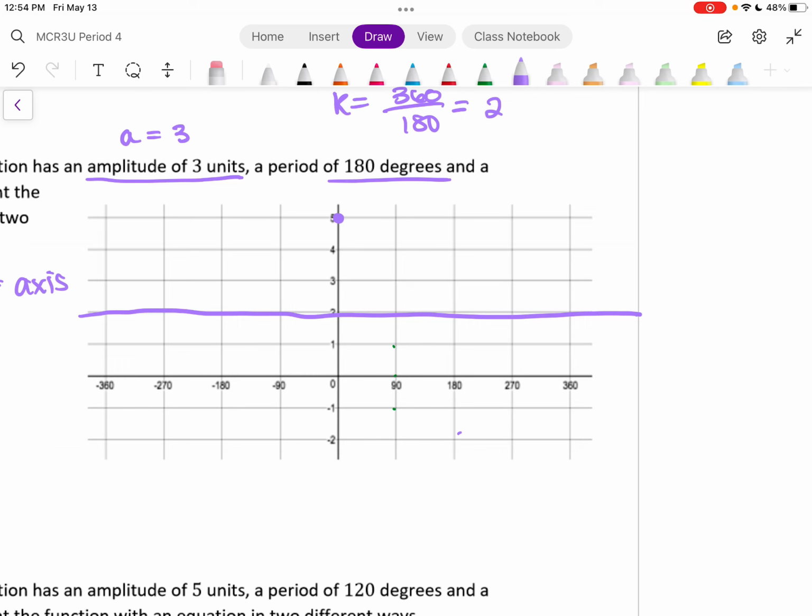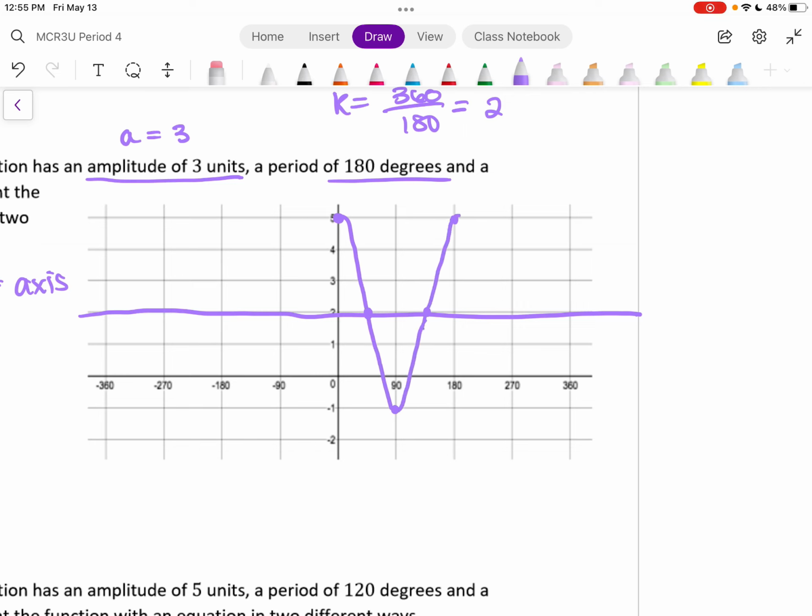So I'm just going to go, and I know that since the period is 180, the intervals are going to be 180 divided by 4. So each interval will be 45 degrees. So I'm going to go 0 to 45, it's going to be at the axis. Then we're going to go down to 90, it's going to be at -1. Then between 90 and 180, it's going to be here. Then we're going to go up to 180, it's going to be at the max. So that's one full rotation of cosine, right?